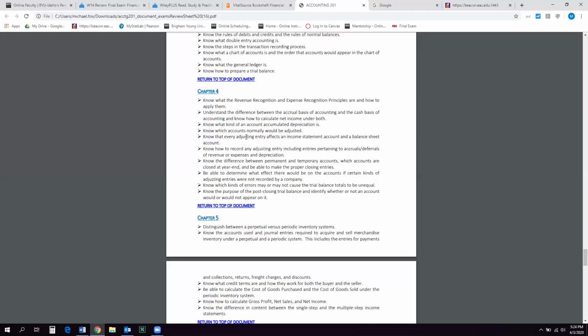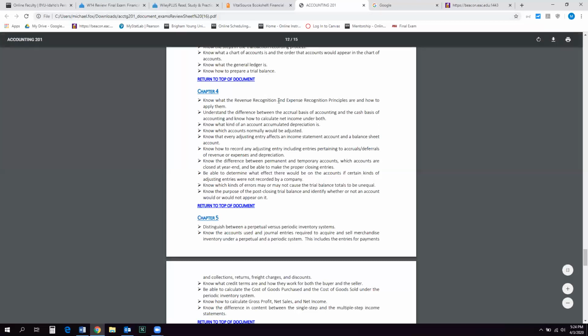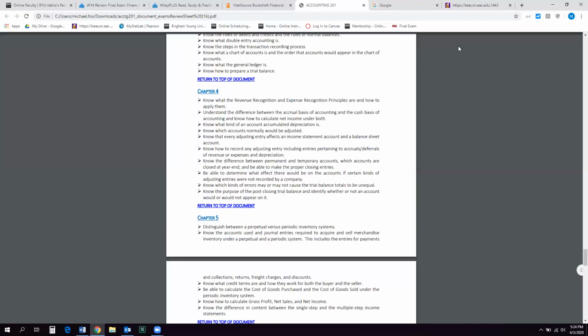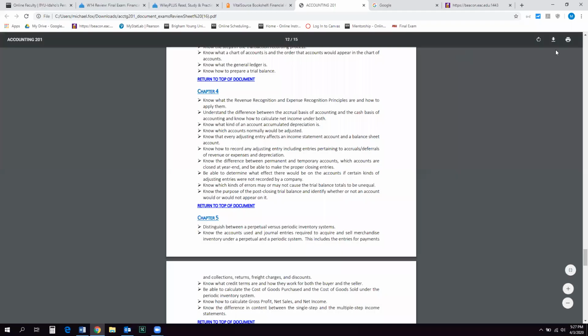Let's see. Know which accounts normally would be adjusted. So the easiest way to do that is I'm going to pause the recording for just a second and open up the textbook and show you the different types of adjusting accounts, which will actually handle several of these bullet points. So I'm just going to pause it here for a second.